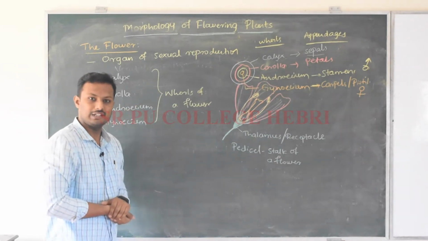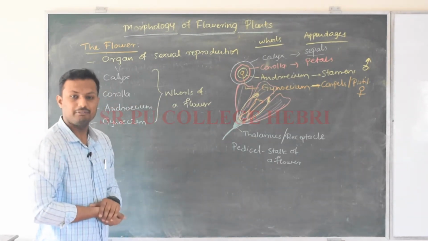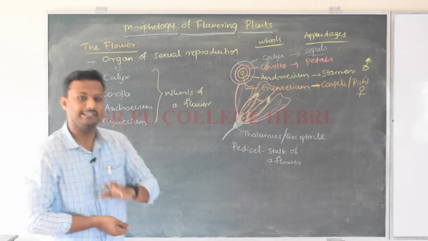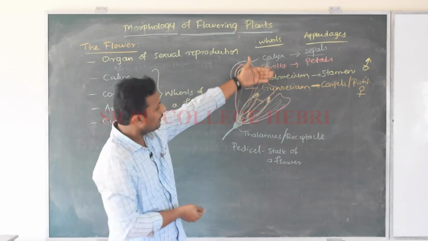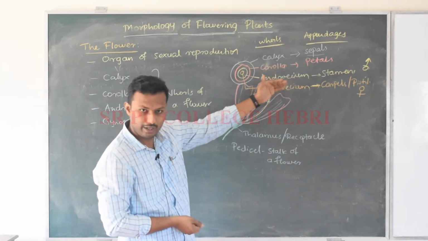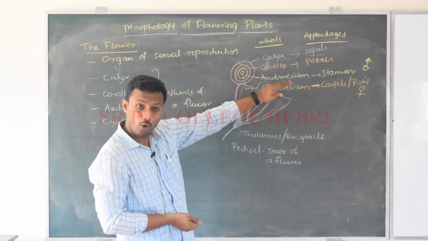Now let us understand what the different types of flowers can be based on different aspects. Maybe based on the symmetry of the flower, maybe based on whether androecium only is present or gynoecium only is present, or both are present.